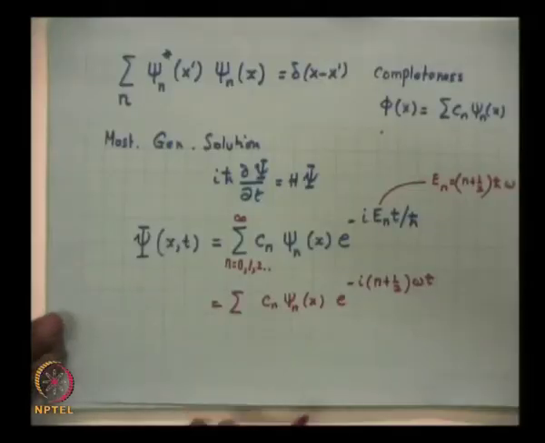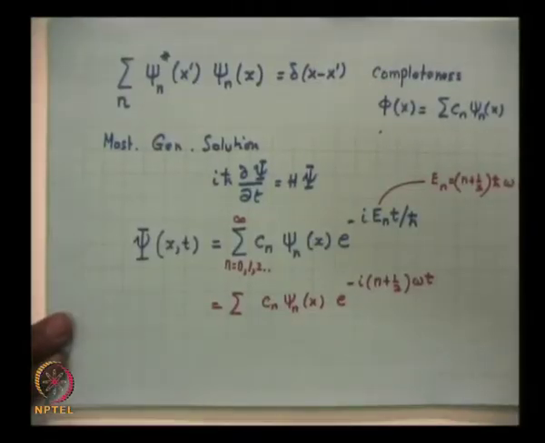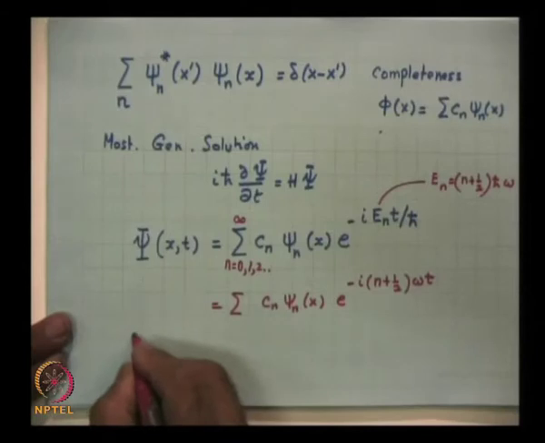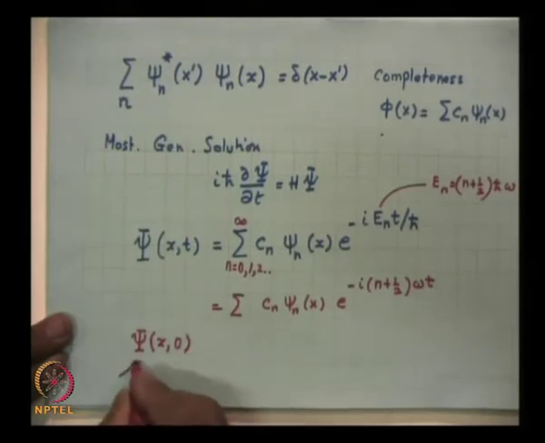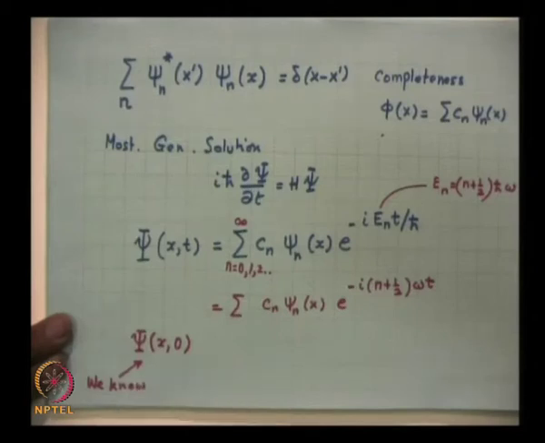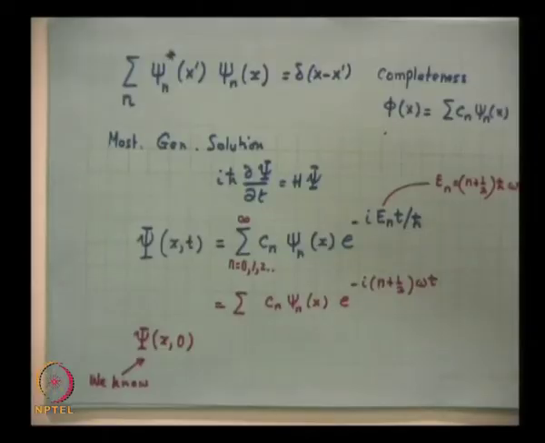So, let me give you an example, with which all of you will be familiar. Let us suppose I know the wave function at time t equal to 0. So, I know the state of the oscillator at time t equal to 0, and I want to find out how the wave function will evolve with time. That is my question.